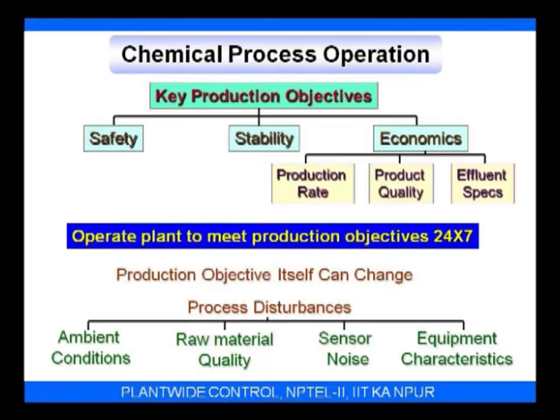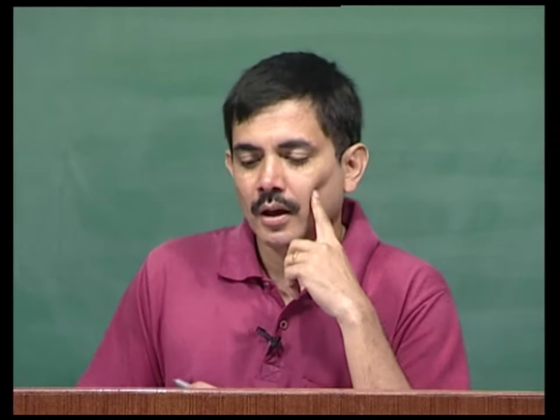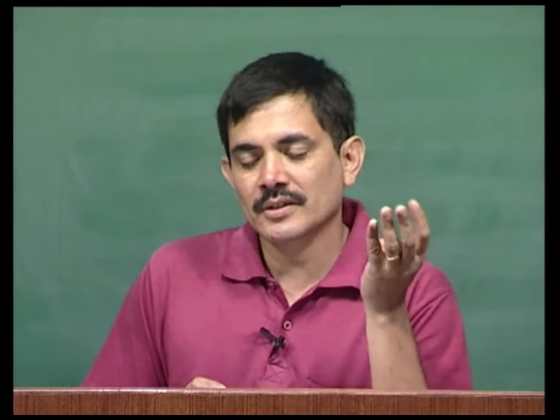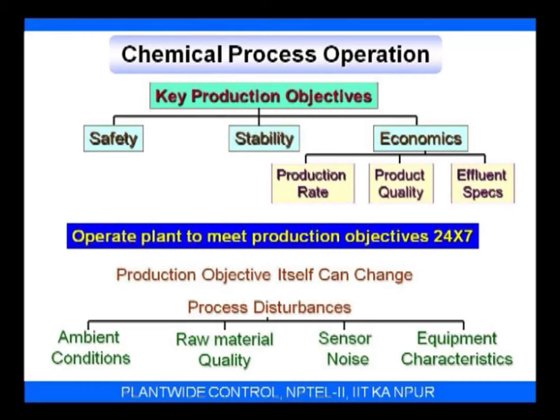Chemical process operation, as those of you who are chemical engineers would have seen, any process has some key production objectives. You want to produce chemicals in bulk and run the process such that the operation is safe, the process is operated in a stable manner, and last but not least, the way you run the process should be such that you make a profit. So the key production objectives in chemical process operation are safety, stability and good economics.